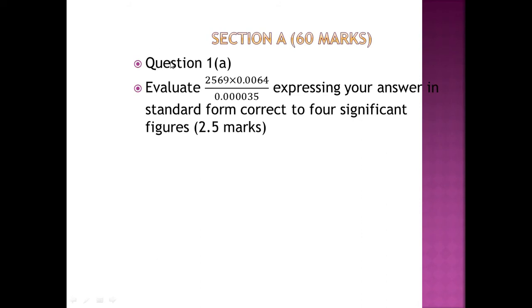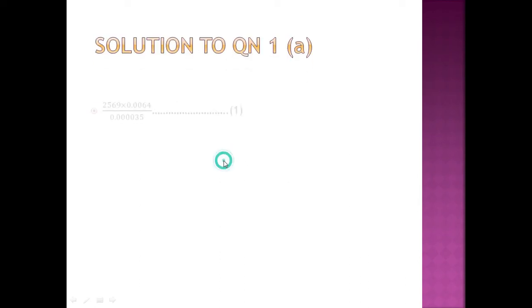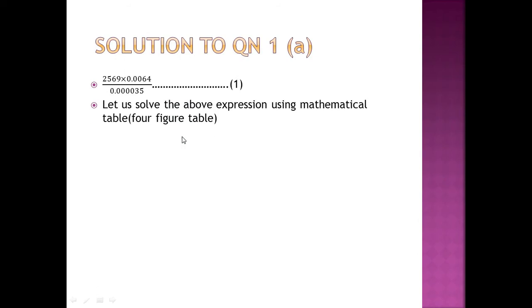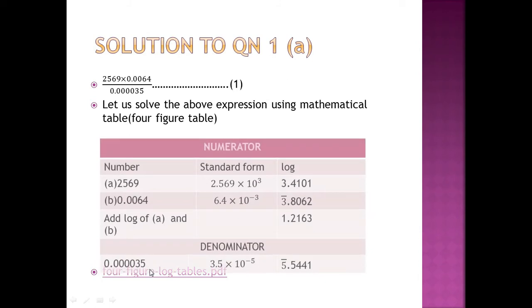Let's start with question 1a and evaluate 2569 times that number divided by that number, expressing your answer in standard form correct to 4 significant figures. It has 2.5 marks. Because you're not allowed to use a scientific calculator in an examination room, this question is supposed to be solved using a mathematical table, which is 4 figures.